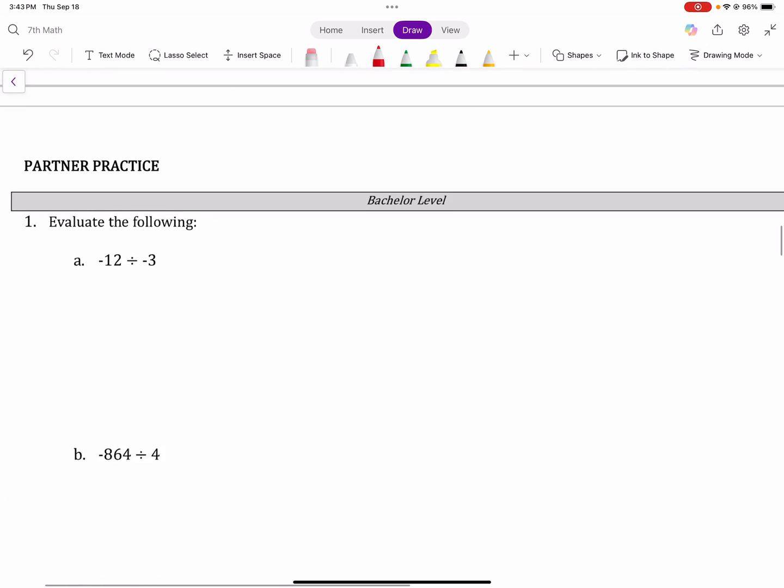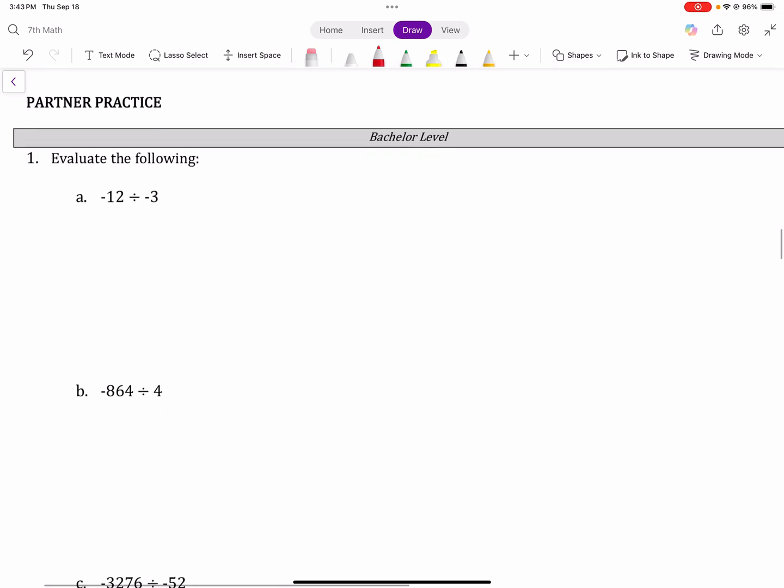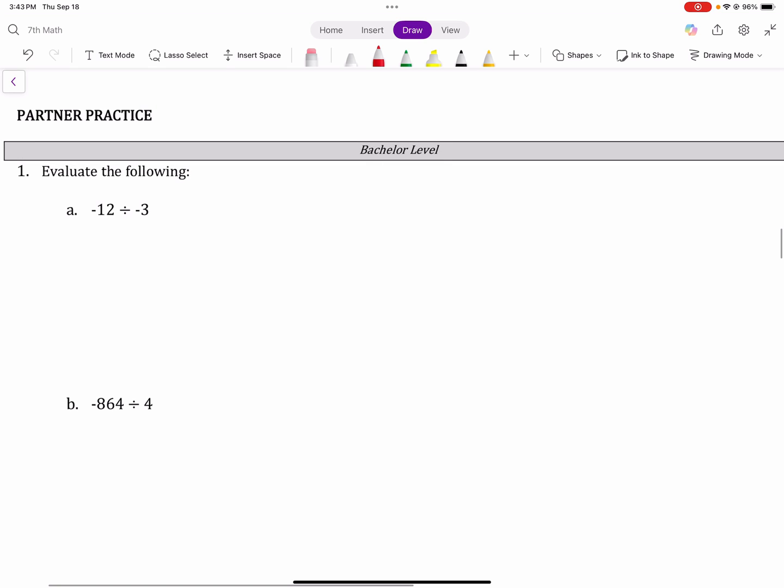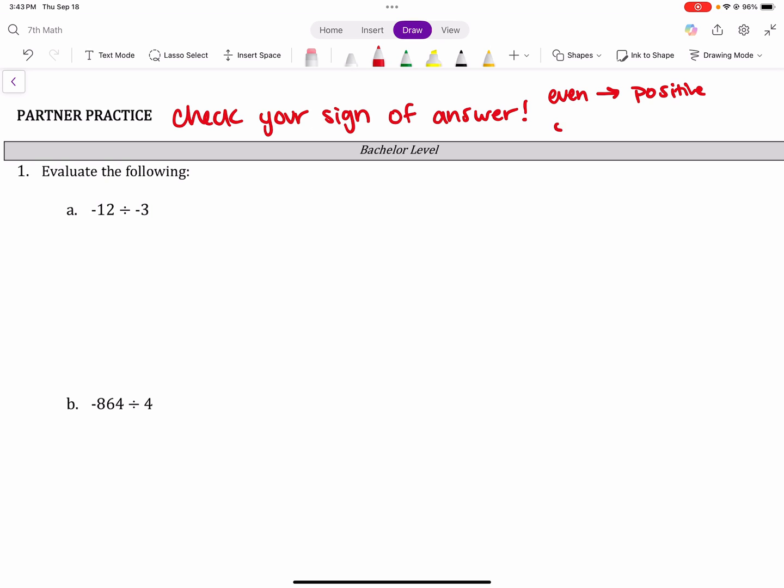Okay, let's try a few more. Partner practice. Don't forget to check the sign of your answer, or of the quotient. So again, an even number of negatives will give you a positive answer. An odd number of negatives will give you a negative answer. You have the rest of the time to work. Please get your work checked by the sub, just like the day before. Anything that is incorrect, the sub will let you know so that you can change it, and then anything you do not finish is homework. See you guys soon. Bye.